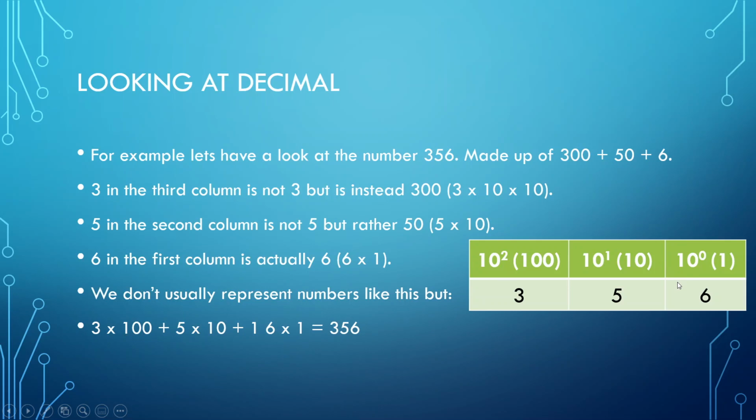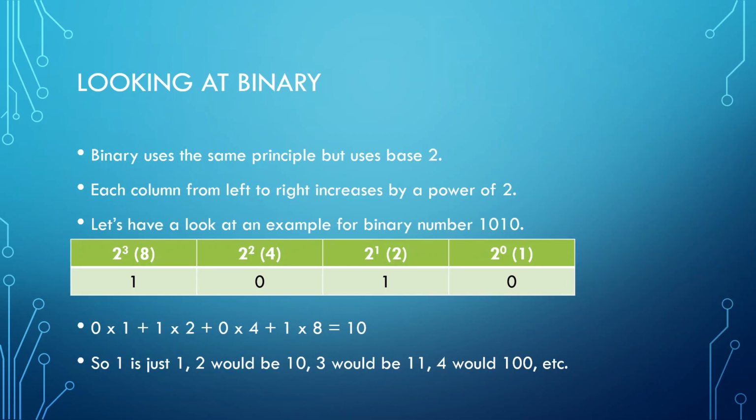So if we break down this number, it's 6 times 1, which is 6. 5 times 10, which is 50. 3 times 100, which is 300. So in this case, we have 300 plus 50 plus 6, which equals a decimal number 356. So like I said, we're not used to seeing decimal numbers like this, but it's very important that we understand how the decimal number system works before we move over to binary, because binary essentially uses the same principles. So moving on to binary uses the same principles, but instead we use base 2.